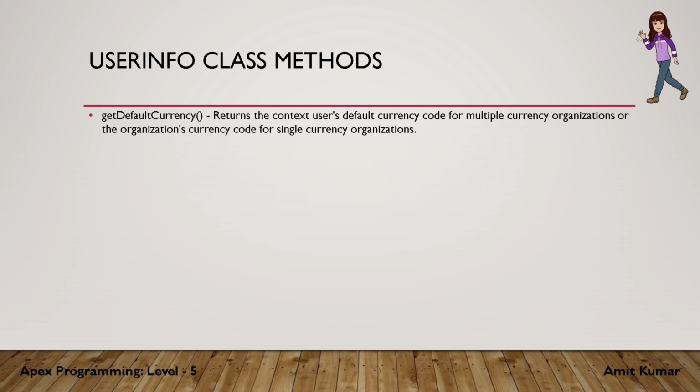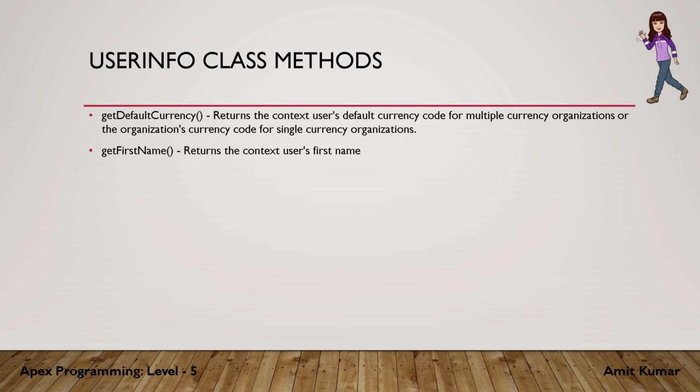The first method here is getDefaultCurrency, and it returns the context user's default currency code for a multiple currency organization, or the organization's currency code for a single currency organization. So if your org has multiple currencies, it will give the default currency of the logged in user. And if your organization has a single currency, then it will return the org currency code with the help of this method.